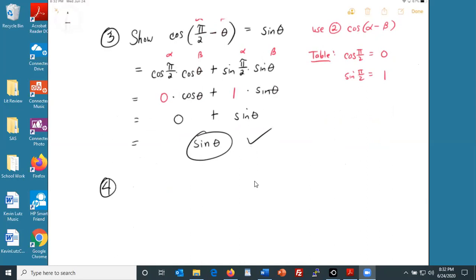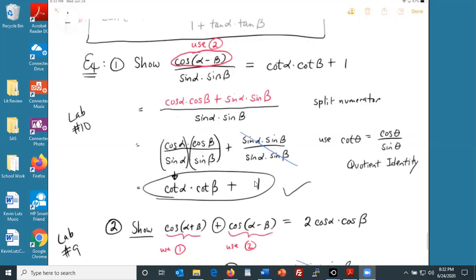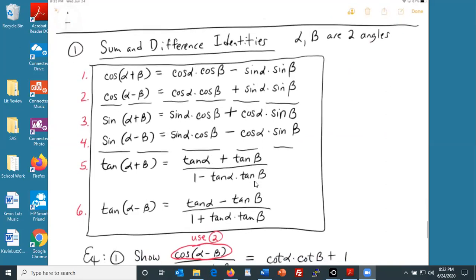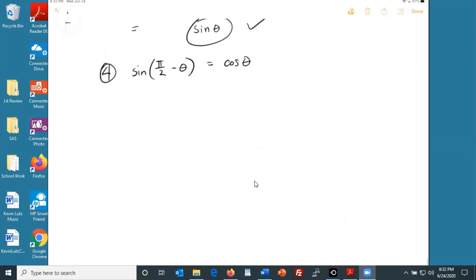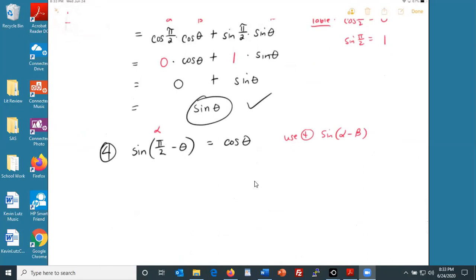Okay, number 4. Let's say we have the sine of pi over 2 minus theta. We're going to show that that equals cosine of theta. So now you want to look at which formula above that resembles. I think it's 4. Yeah, number 4. All right, for the sine of alpha minus beta. So the first angle is our alpha. So pi over 2 is alpha. Theta will be beta.